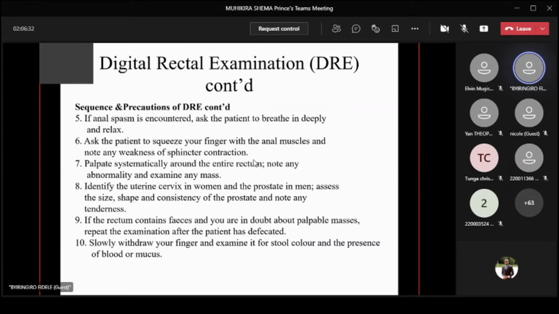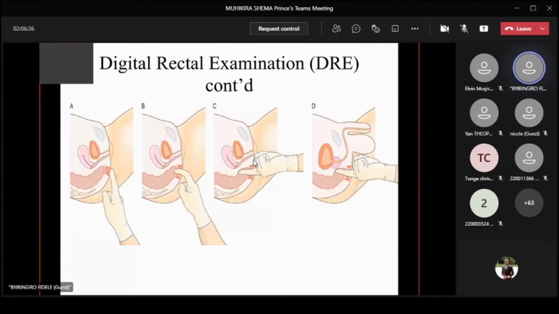You palpate first, then you put your finger inside, you examine the anterior wall of the rectum, and you examine the posterior wall of the rectum. For ladies, you are going to palpate and feel the cervix. For men, you are feeling the prostate, which is localized somewhere here.